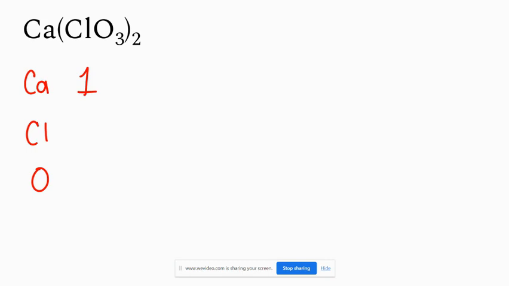What do you do in math when you want to get stuff out of parentheses? Distribute. How do you distribute? Multiply. So I'm going to multiply the subscript here by whatever this subscript is here. Okay, so what is this subscript here? It's not written out. It's assumed to be 1. Sorry, if it was 0, they don't write the element down. Okay, so 2 times 1 is 2. How many oxygens would I have then? 6, because 2 times 3 is 6.